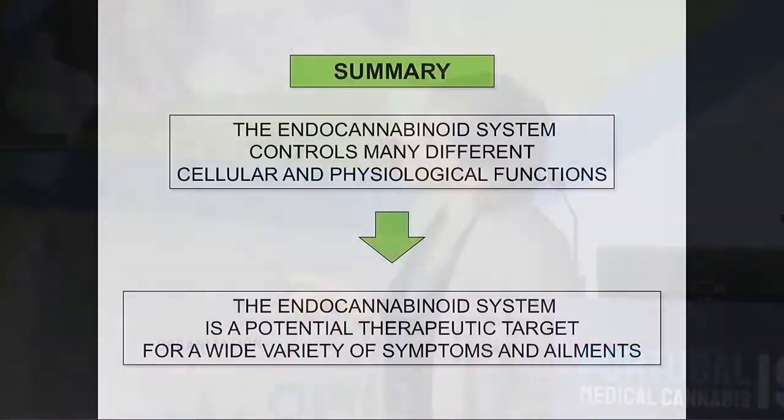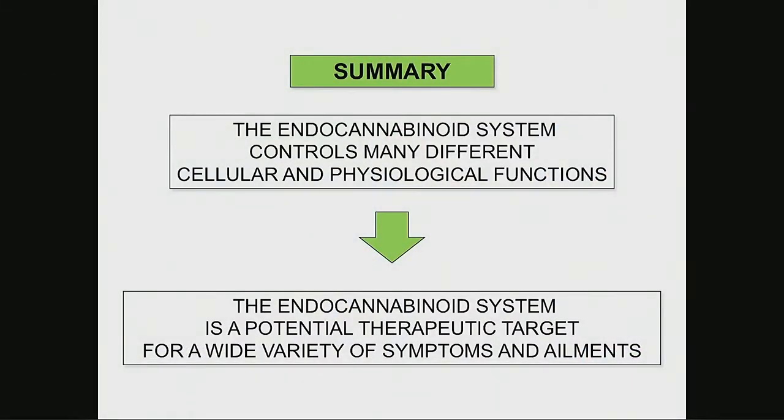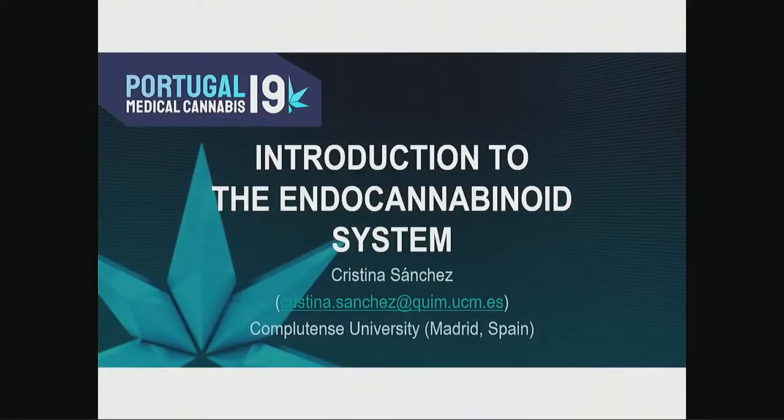So, just as a summary of all that I said, we do have an endocannabinoid system. All of us sitting here have an endocannabinoid system, and this system is controlling many, many different physiological functions. For this reason, and only for this reason, there's no magic around cannabis, it's science. Since we have an endocannabinoid system controlling these functions, we can target it to get therapeutic benefit for a lot of symptoms and a lot of ailments. Thank you very much.